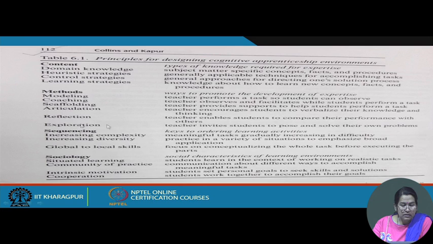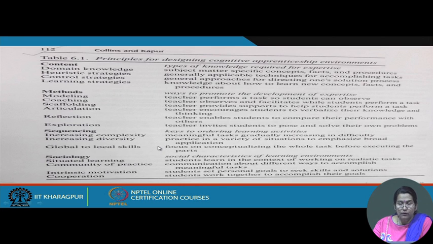Again, sequencing, orderly arranging the learning activities, increasing complexity from simple to complex gradually in an inductive way. Increasing diversity: practice in a variety of situations to emphasize the broad applications, not in one typical way or method, but multiple ways of solving those things. And global to local skills: focus on conceptualizing the whole task before executing the parts.